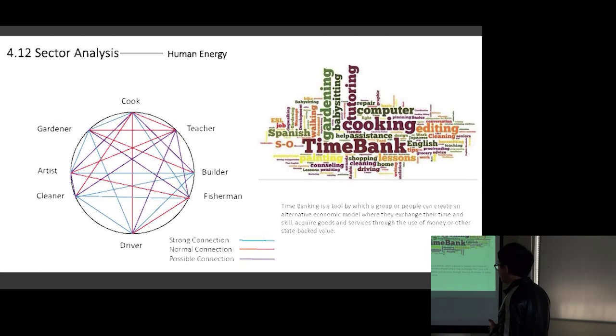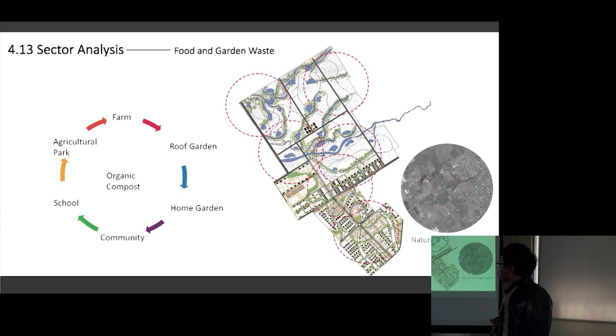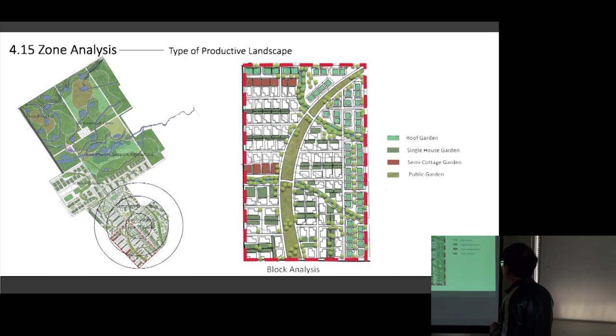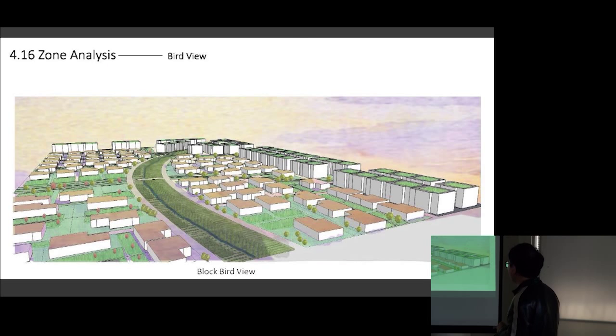So, yeah, so this is the same. So all the ways, we get all the sectors connected. So this is a composed area. So we need to care about every percent of food production. So this is how it functions. So this is final. We organize the protective landscape from high density to low density with different levels, from roof garden to public garden. So this is what it will look like.